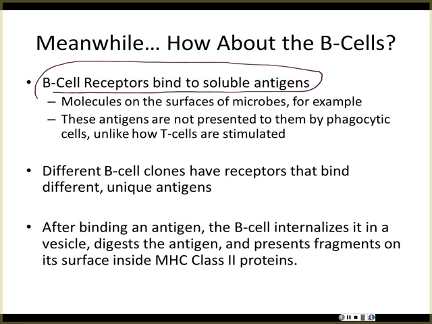But just like the T cells, your B cell clones, individual B cells, have receptors on their surface that bind to unique antigens. So a single B cell is only going to respond to one specific antigen, but we have a big giant library of billions of different B cells that can respond to just about anything we could possibly get exposed to.